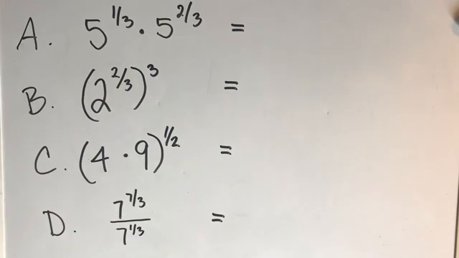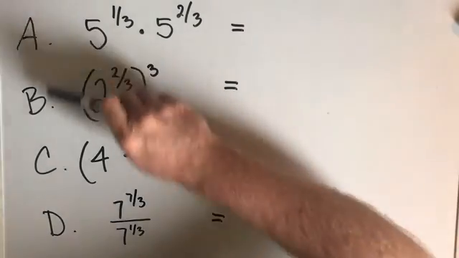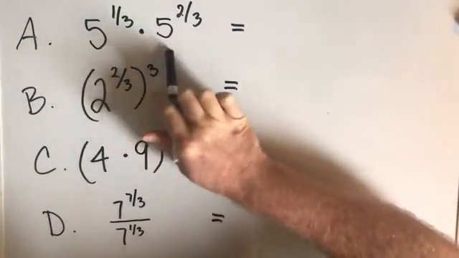Hey guys, today we are going to use the properties of rational exponents. Now, I have four problems here, so I have A, B, C, and D. For A, notice that my bases are both 5.